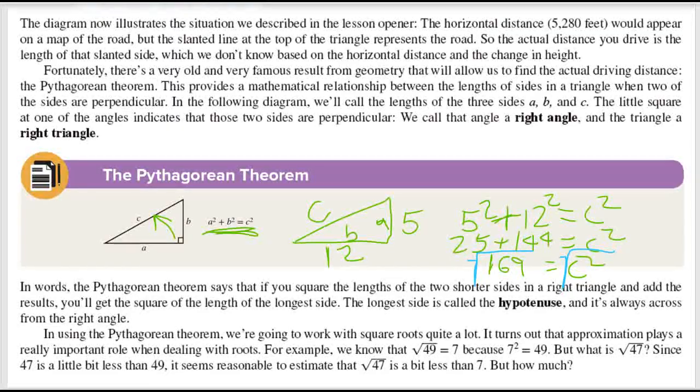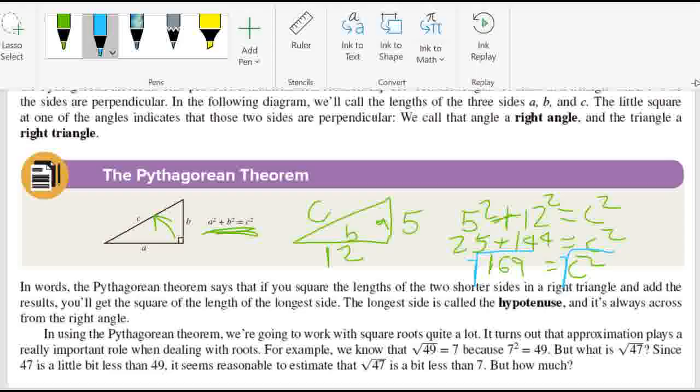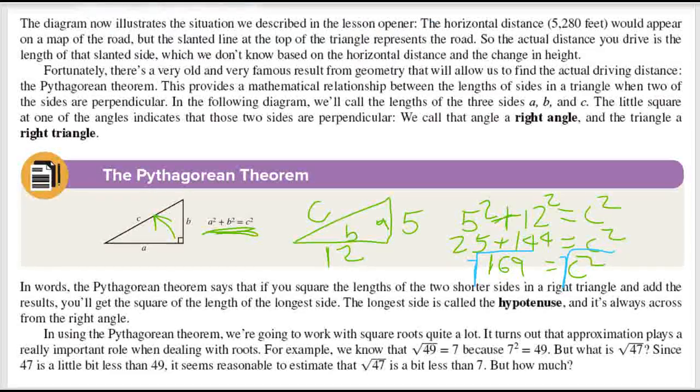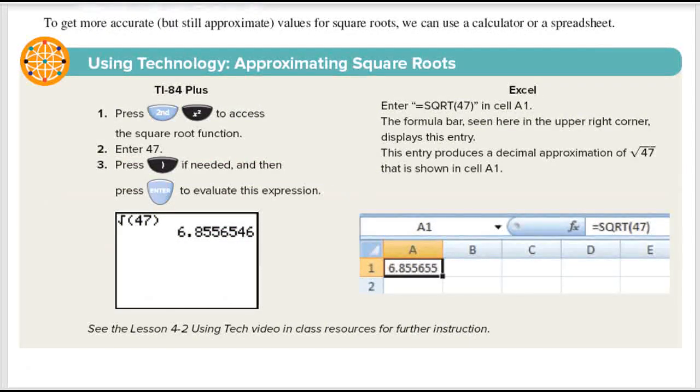Square root is the opposite of squared. Square root of 169 tells me what I need to square to get 169. And that happens to be 13. So 13 equals C. Let me write it up here so you can see it in this case. So that's kind of how that works. Okay. Kind of go through, don't worry about the technology, as long as you can take the square root on your calculator.